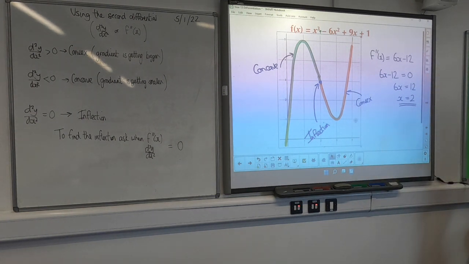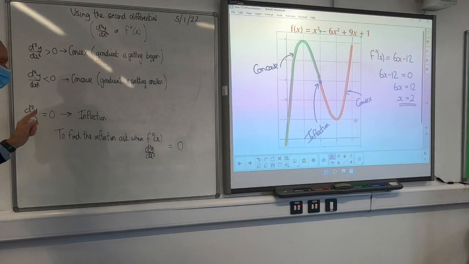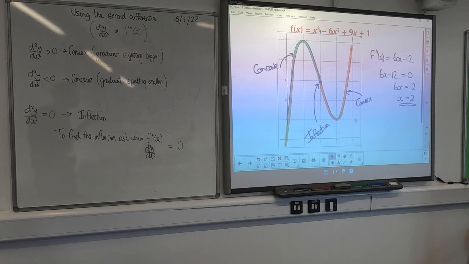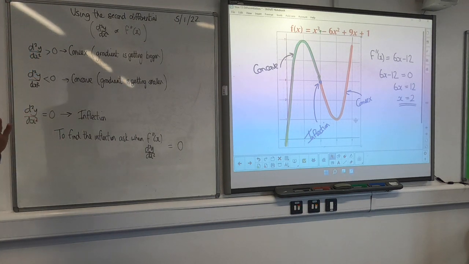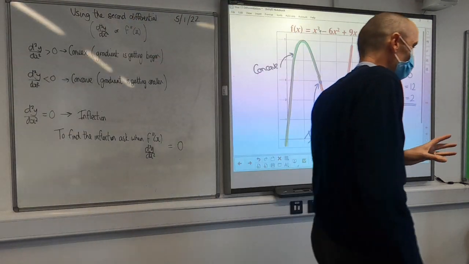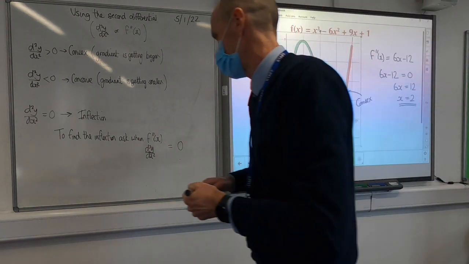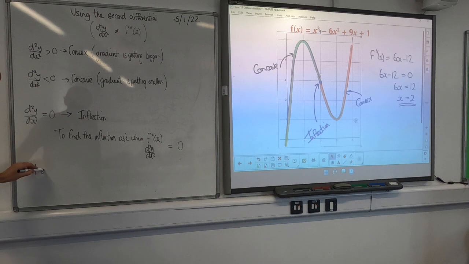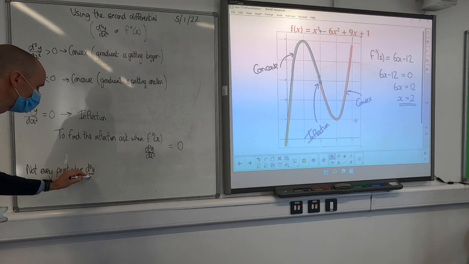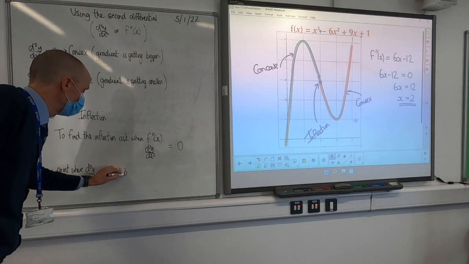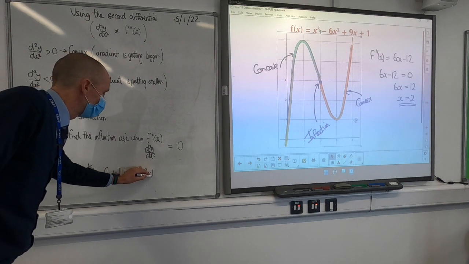There is a spanner in the works though. A point of inflection will always have the second differential equal to 0, but not every place where the second differential equals 0 will be a point of inflection. So if it's a point of inflection, d2y by dx squared will be 0, but if you find somewhere where d2y by dx squared equals 0, it's not necessarily a point of inflection. So we just need to be careful. So I need to write that. Not every point where d2y by dx squared equals 0 will be an inflection.